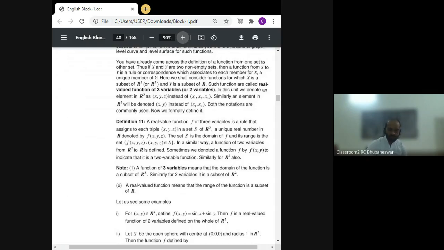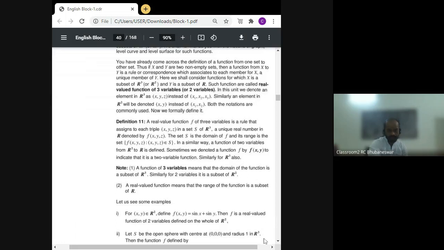Similarly, the second form is the function of two variables, defined as f is a function from R square to R. Here R square is the domain and R is the codomain of the function. Generally we represent it as f of x, y, that means x, y is the input point taken from the set R square in ordered pair form. That is why this is known as a real valued function of two variables.